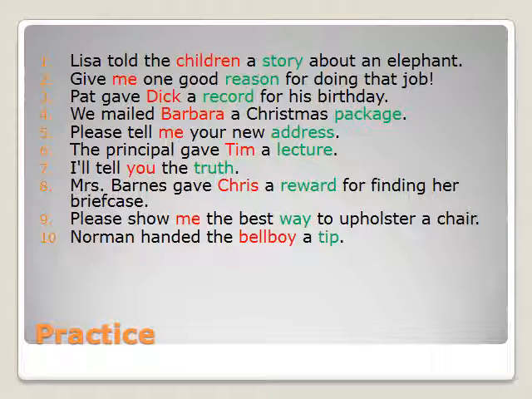Okay. So here we have the indirect objects in red, and the direct objects in green. So in the first one, we see here, Lisa told the children a story about an elephant. So to find the direct object, we're going to say subject, Lisa, verb, told, and then what? So Lisa told what? And the answer to that is a story. And who got the story? And the answer to that is children.